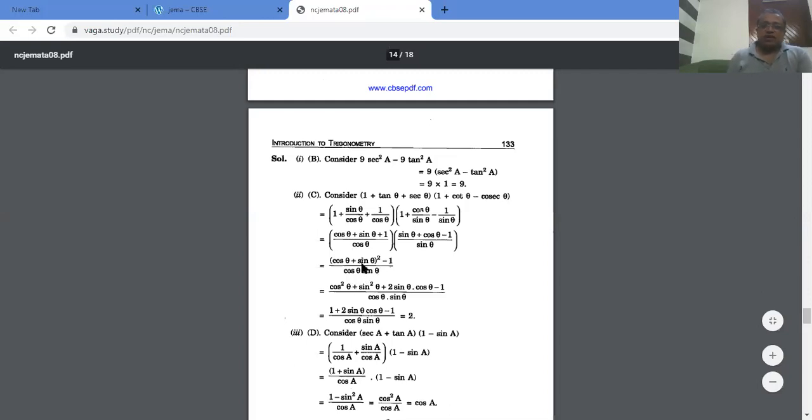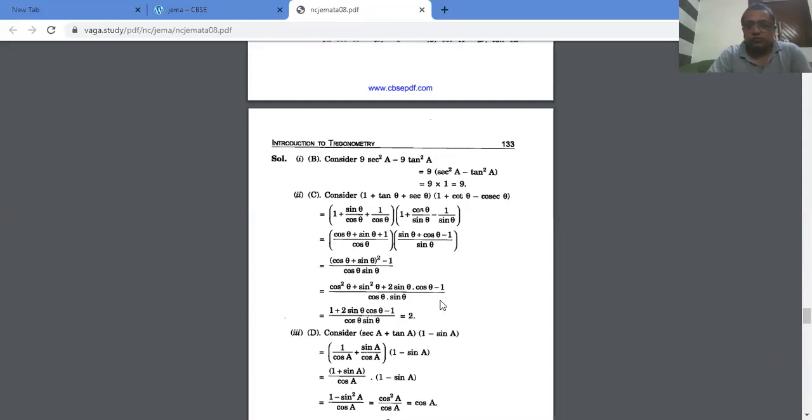Now this is an identity. This can be written as a square plus b square plus 2ab and minus 1 as it is. Now sine square plus cos square is 1. So I can replace it with 1. 1 and minus 1 cancels. We are left with 2 sine theta cos theta upon cos theta sine theta, right? So cos sine also gets cancelled and we get the option as 2. So the answer will be 2 here.